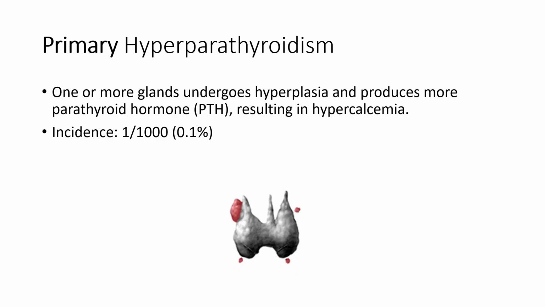If this process happens independent of an external trigger, we call it primary hyperparathyroidism, which results from hyperfunction of one or more of the parathyroid glands themselves. There's oversecretion of PTH, say due to a nodule or hyperplasia, or rarely even cancer of the parathyroid glands.